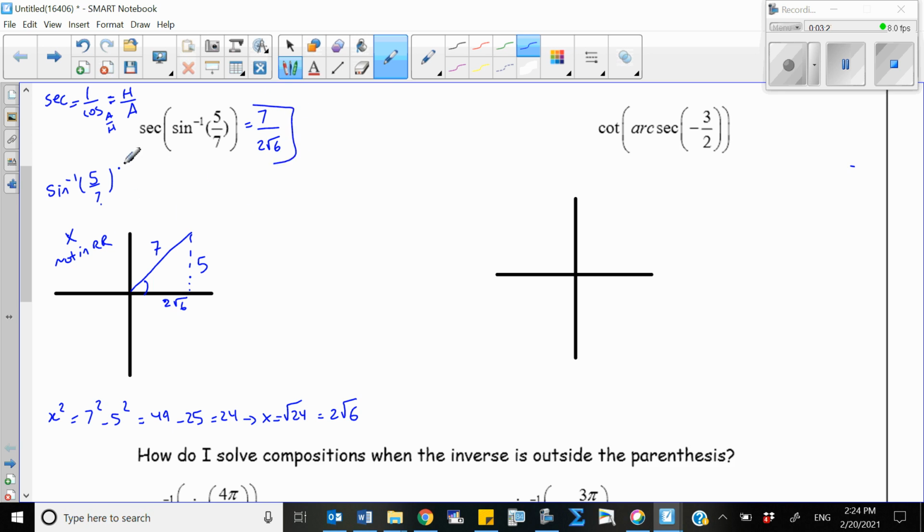So the good thing about this kind of problem is that we don't have to go back and find the angle. Once I have my right triangle, I'm just going to use the ratio of the sides to find the secant here in this example.